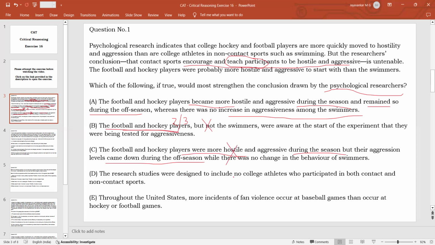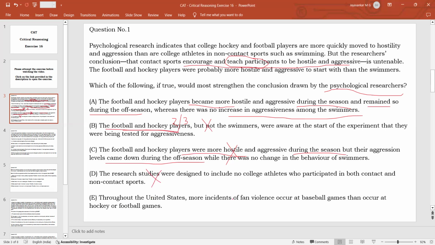D: the research studies were designed to include no college athletes who participated in both contact and non-contact sports. Means there were no athletes in this study who participated in both contact and non-contact sports. If there were some students who participated in both football, hockey, as well as swimming, then it would have been the best method to understand whether the sport is having any impact on their aggression or not. Since such students were not included, what is the meaning? We cannot say anything about the connection between hostility and aggression because of this. So this is again not able to support the conclusion. In fact, it is weakening the conclusion, because this would have been the best method to either prove or disprove the conclusion. Since this is not done, we cannot use this as a statement to support the conclusion.